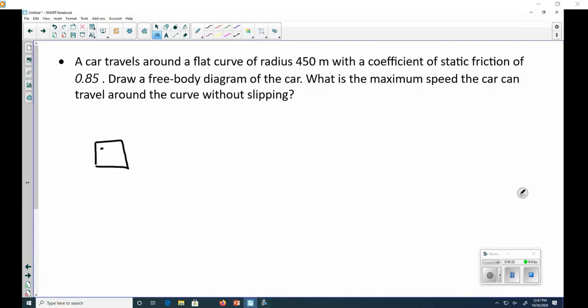All right, so here we have a car driving around a curve, so this is kind of like a top view. And we know that the radius is equal to 450 meters. And the coefficient of static friction, 0.85.